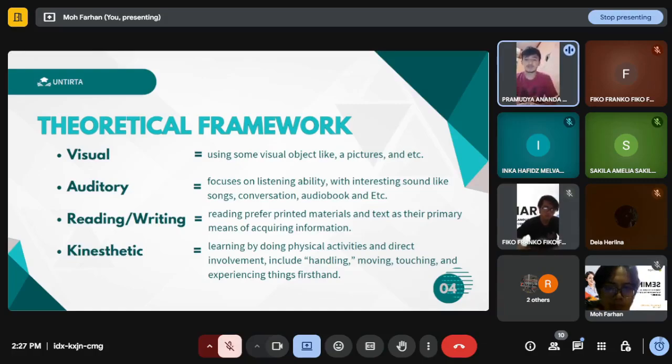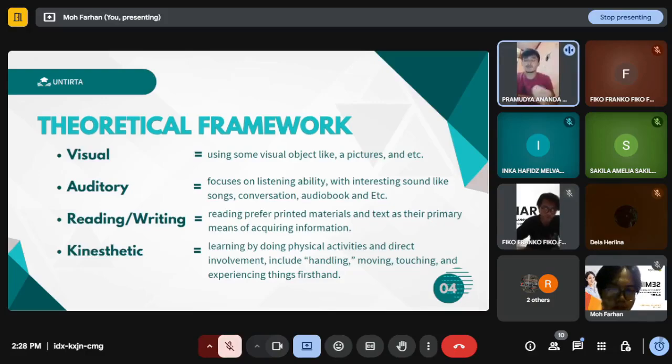So the second is auditory. It is an oral learning style that focuses on listening ability. For implementation, students can give their attention to interesting sound like songs, conversations, audiobooks, and so on. These students pay greater attention to the spoken words of their teachers, and prefer listening over taking lecture notes. And the third is reading and writing.